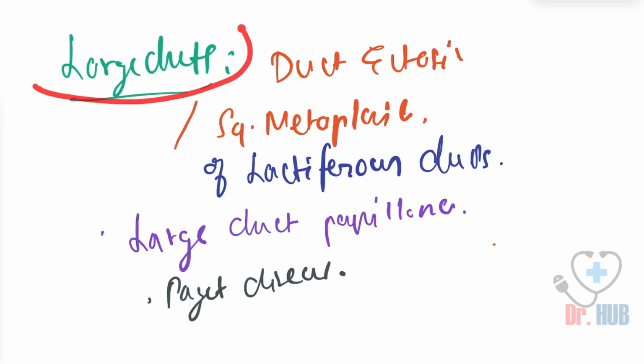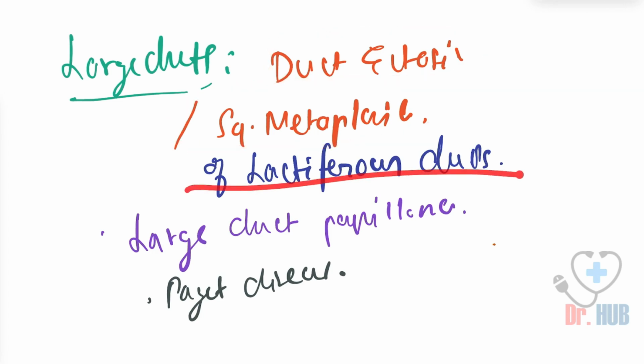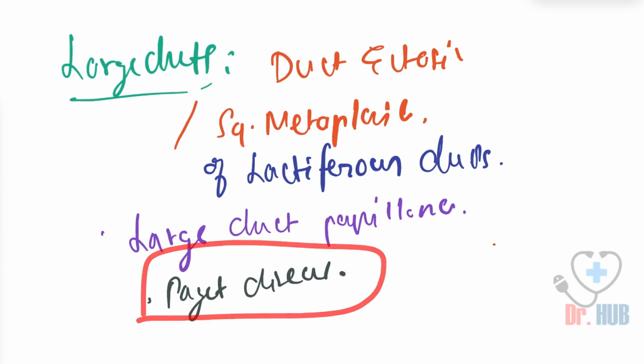Now to recap, we saw the large duct lesions. It includes the duct ectasia, the squamous metaplasia of the lactiferous ducts, then also the large duct papilloma, as well as the Paget's disease.